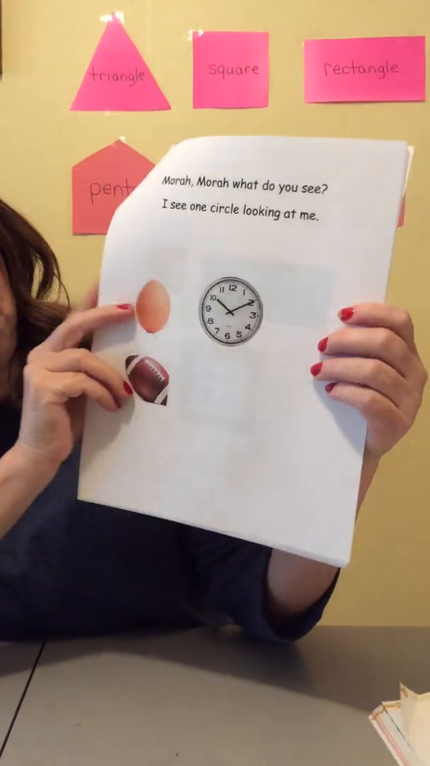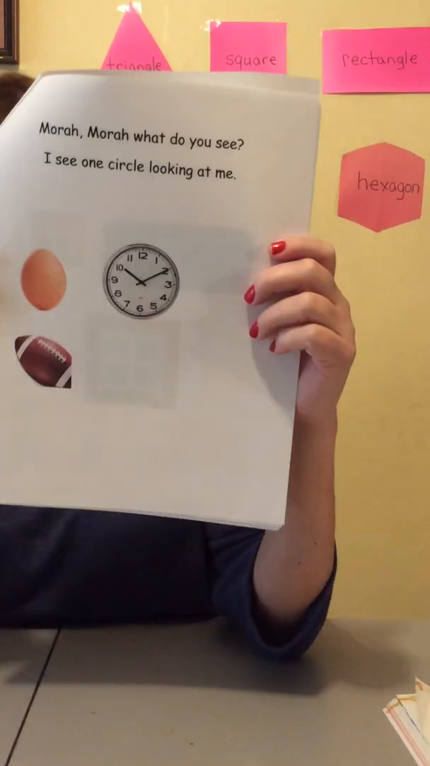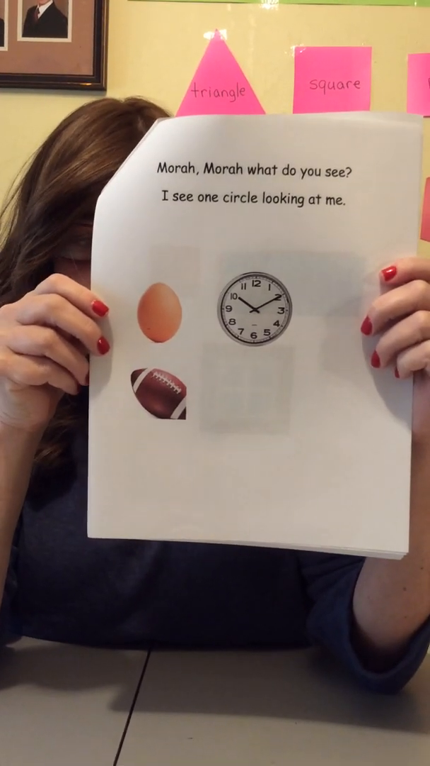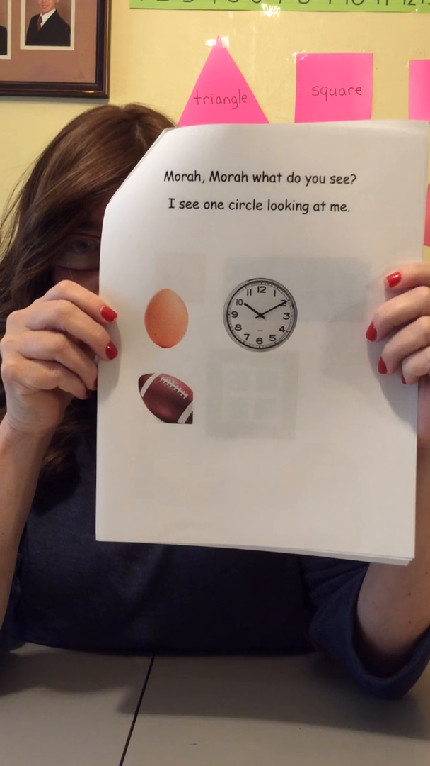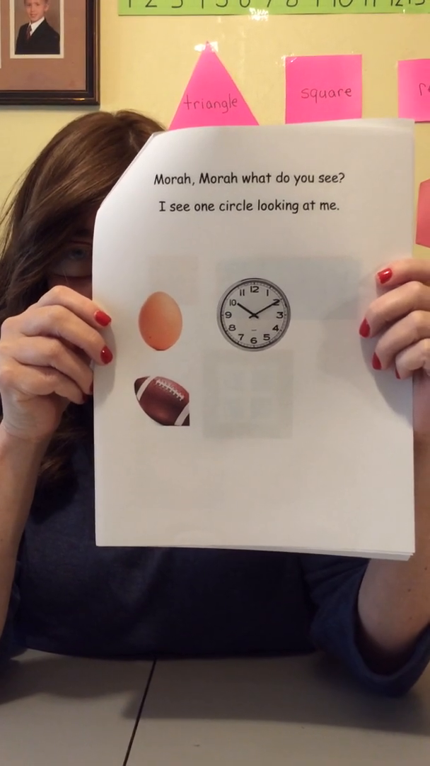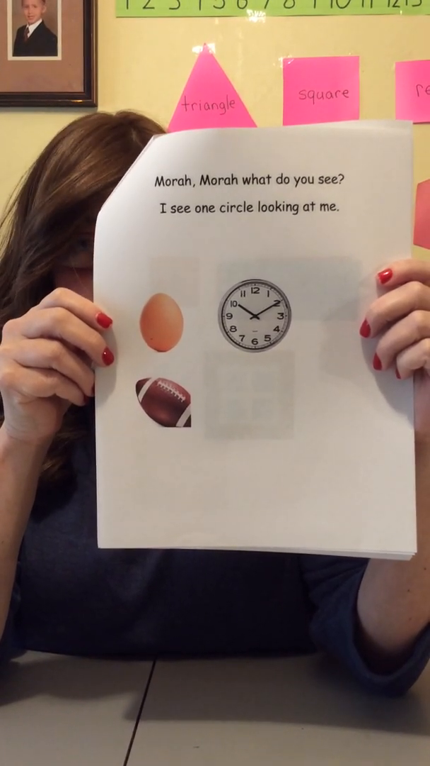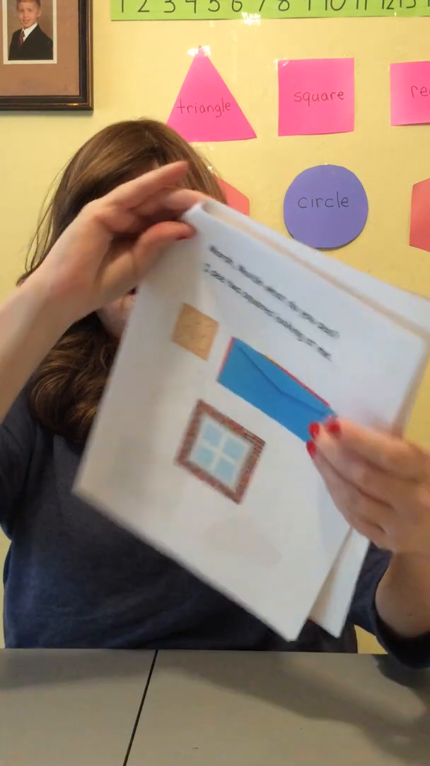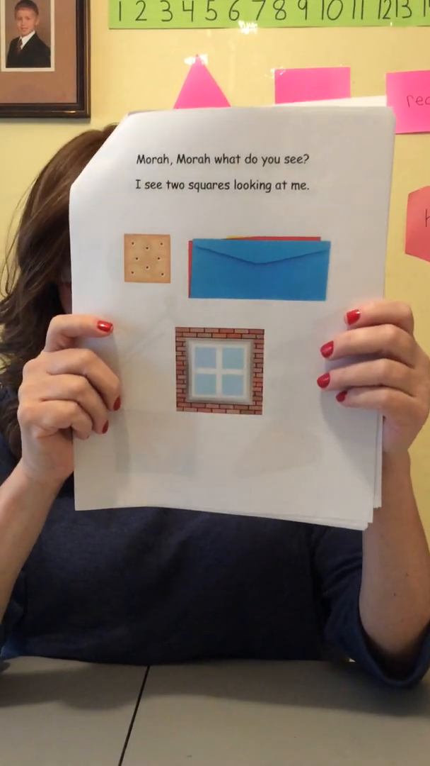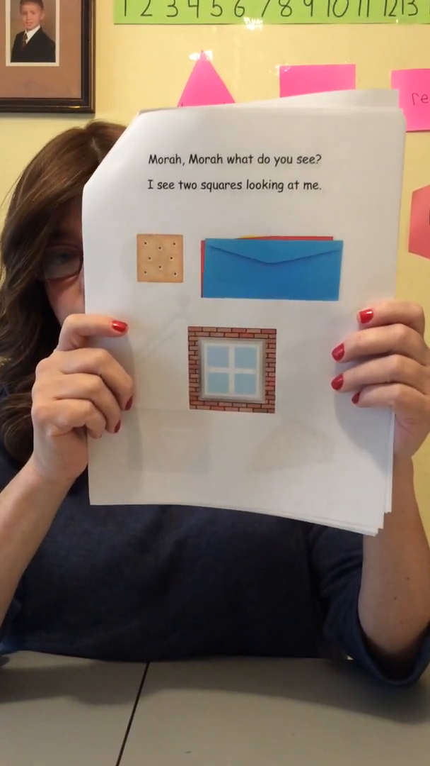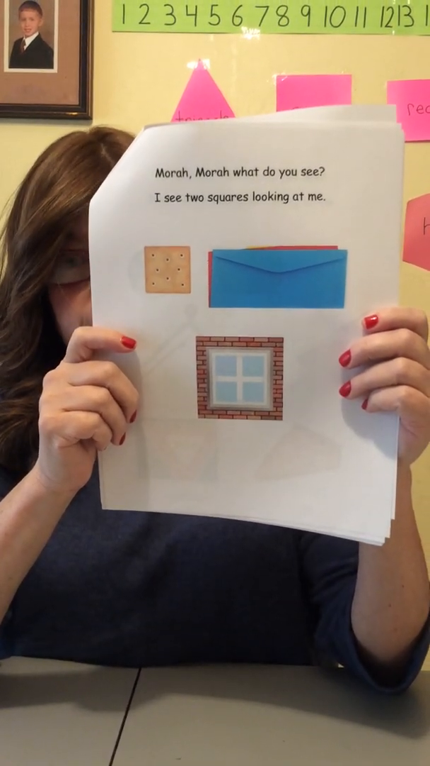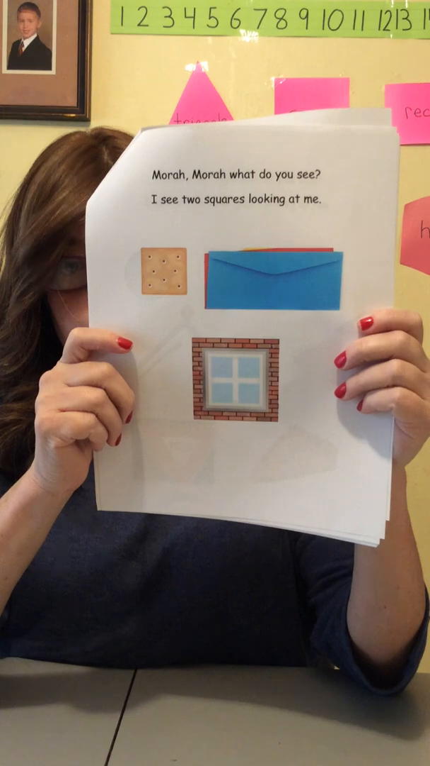Morah, Morah, what do you see? I see one circle looking at me. Which of these items is a circle? If you said the clock, you're correct. The clock. Morah, Morah, what do you see? I see two squares looking at me. Which of these two items are squares?